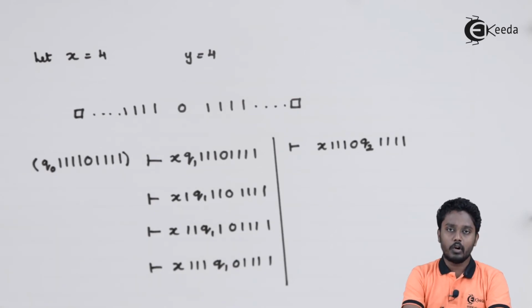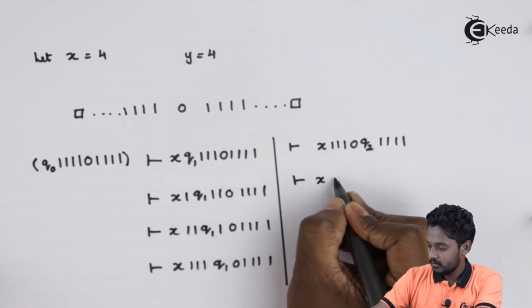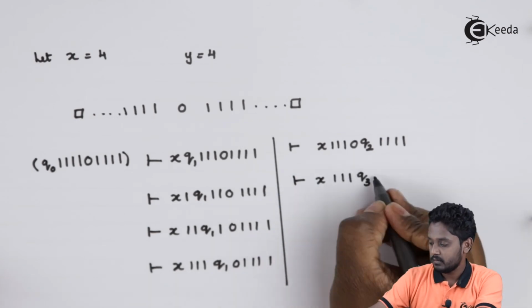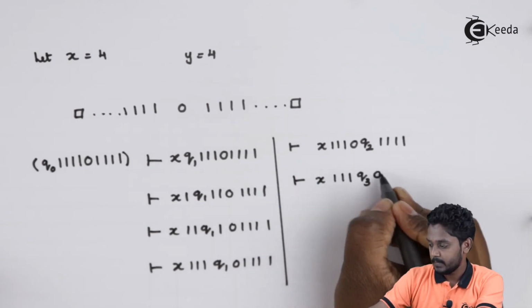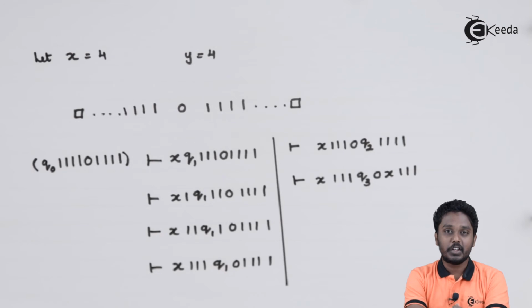All the 4 ones are as it is in the second number. From Q2 on 1, we'll have the next transition, which will replace the 1 with X. Along with that, the machine will move to the next state, Q3, and the string would move to the left. From state Q3 on a 0, we'll have the transition which will go to the state Q4. Along with that, we have a left move.